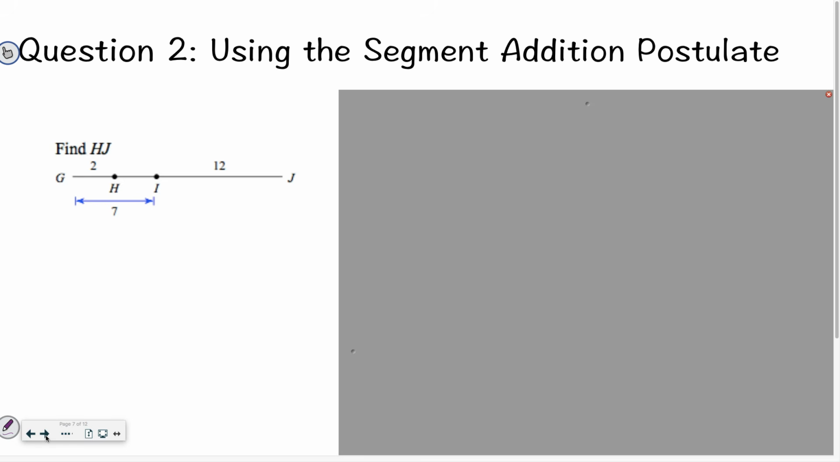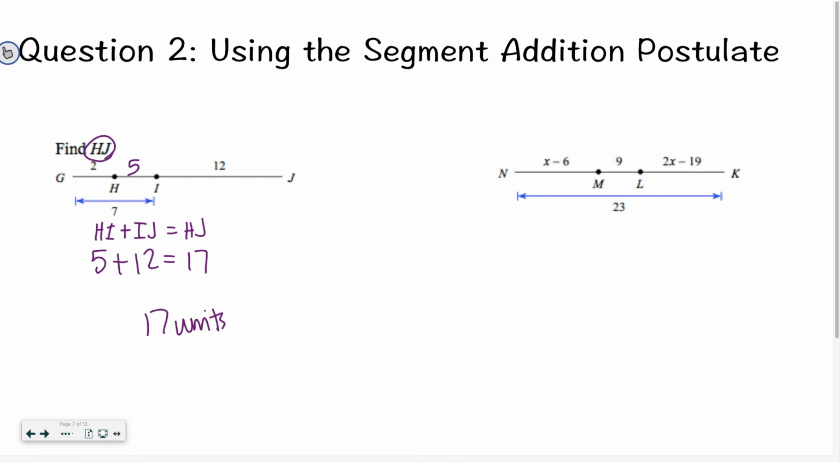Why don't you go ahead and try this first one on your own? Good luck. Hopefully you read the directions and ended up at HJ equals 17 units. If not, please be sure to reach out for some help and go ahead and solve this next one on your own. Good luck. Hopefully for the second one you ended up with x equals 13. If not, please be sure to ask a friend or myself for help.